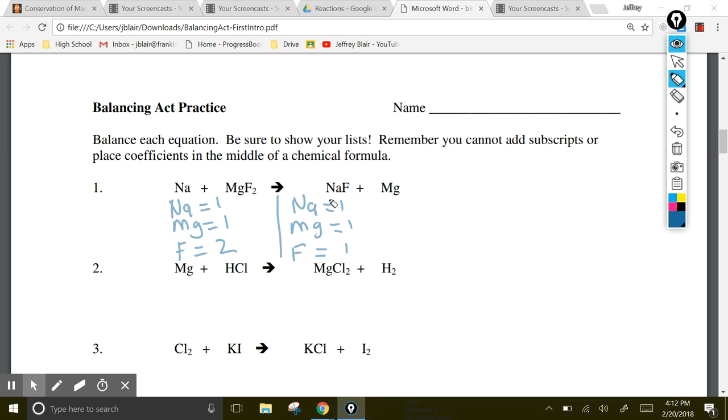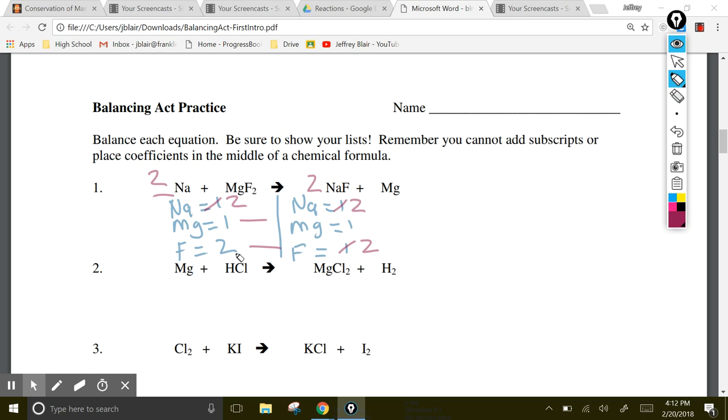Our F is what doesn't match. We're going to put a 2 in front of here, which is going to change our Na to 2 and our F to 2. Then we need to come over here, and this Na by itself, leave alone till the end, because whatever number you want Na to be, you just write it in there. So you don't need to worry about Na right now. Our F is what we're trying to get to match. F matches, Mg matches, and that is the only change we need. So 2, 2, and we're balanced.